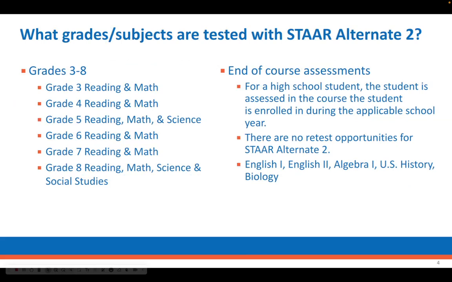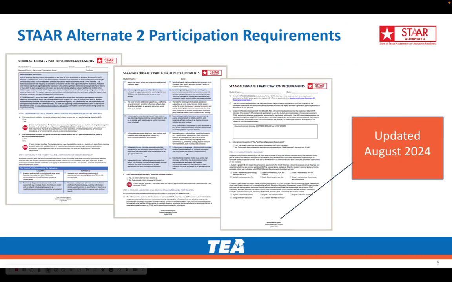What subjects are tested? It's basically everything. If there is a STAAR test or end of course test, there is a STAAR Alt 2 test for that particular subject or course. One thing about high school is there are no retest opportunities. So if a student takes an end of course Alt 2 and does not meet the recommended requirements, the ARD will not have the option to make the student retest. There's no retesting.